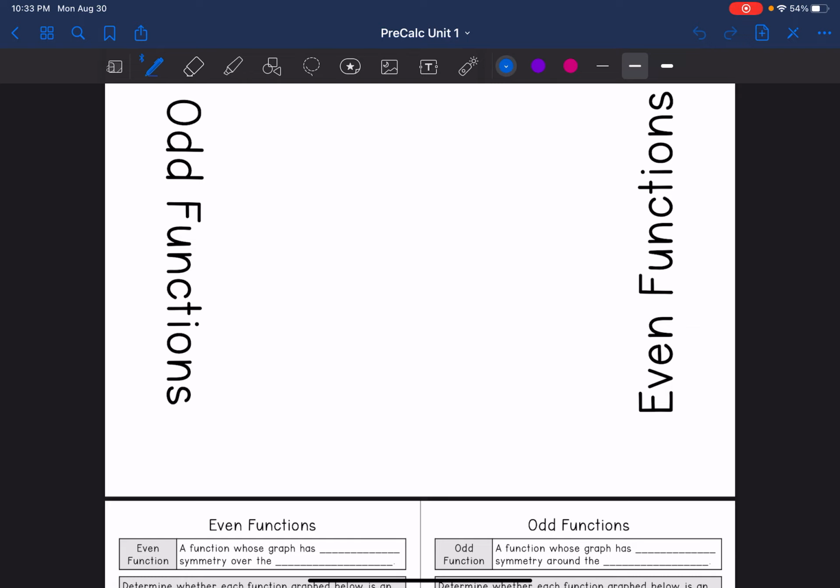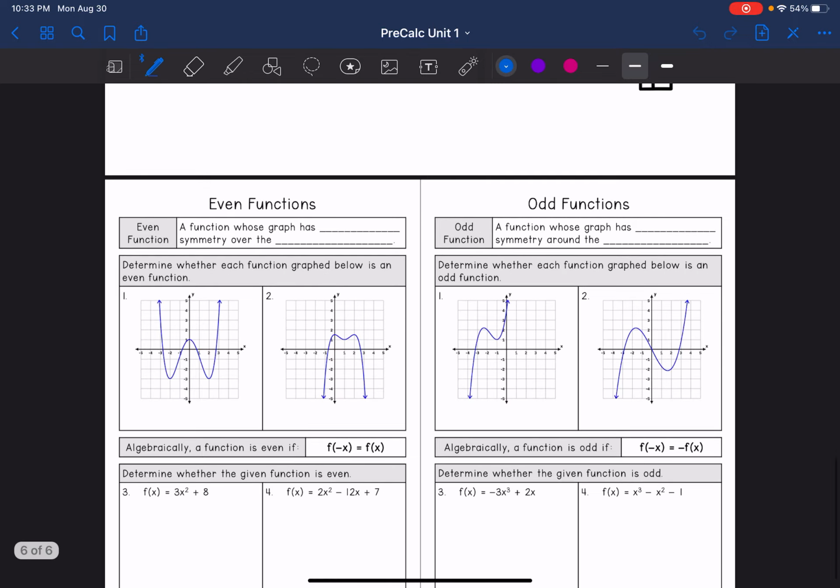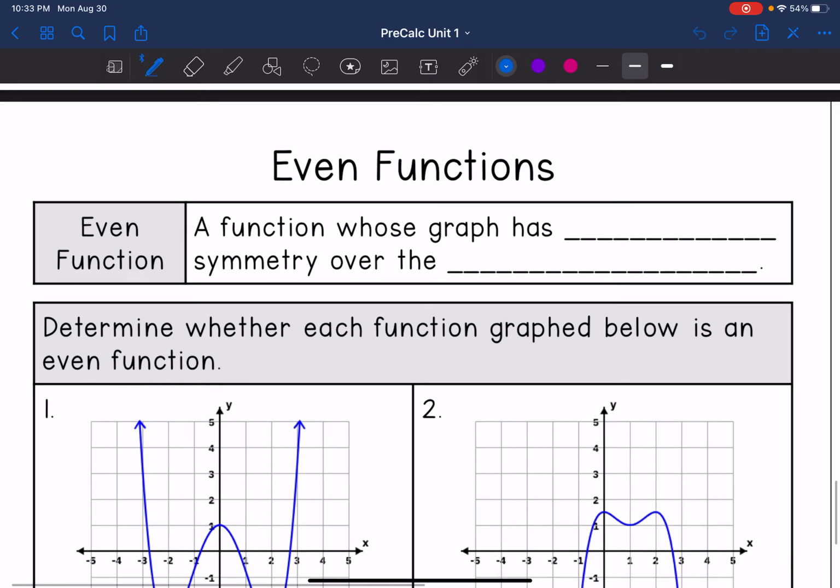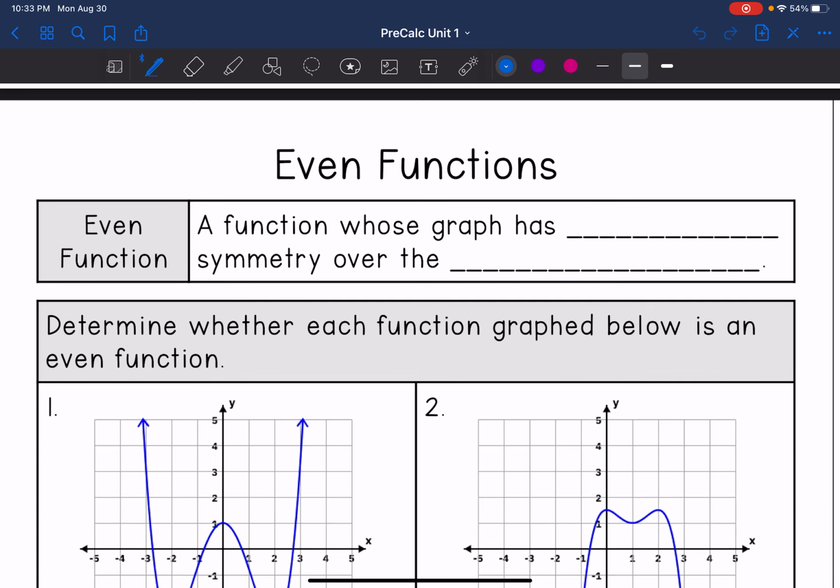Okay, but even functions, so that would be the left side of this foldable. We're going to talk about how you can identify it from the graph and how you can identify it algebraically. So when you are looking at a graph, you'll know that it's even because the graph has reflectional symmetry over the y-axis.